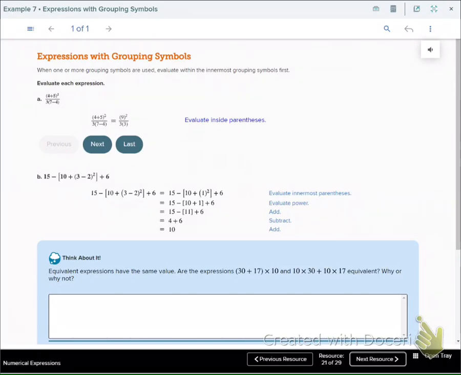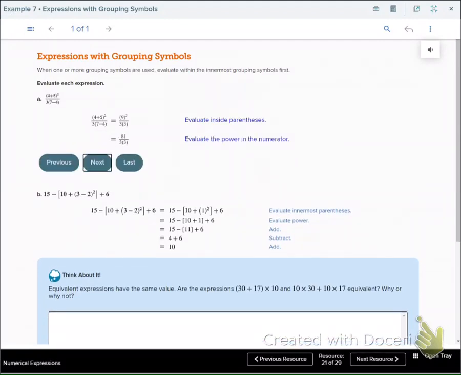Okay, I'll try to make this our last example and go through it briefly. With grouping symbols, we've got 2 groups of grouping symbols here. We've got the top and the bottom. It really doesn't matter, but I want to go ahead and take care of the top first. So we're going to take care of what's inside that parentheses. That 4 plus 5 is 9. And take care of also that 7 minus 4, which is 3.